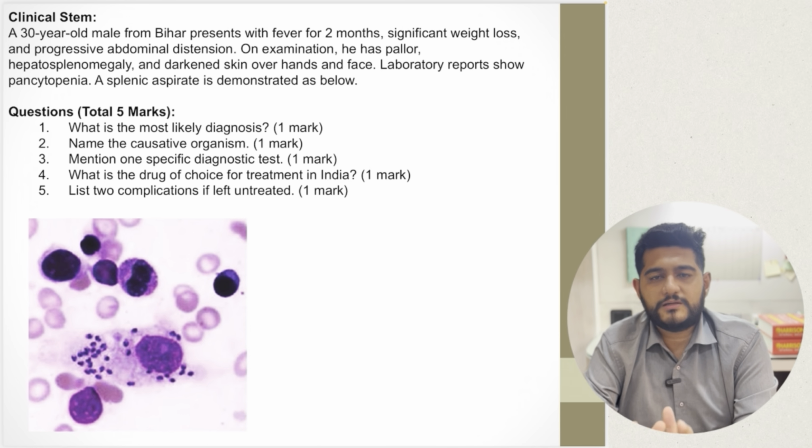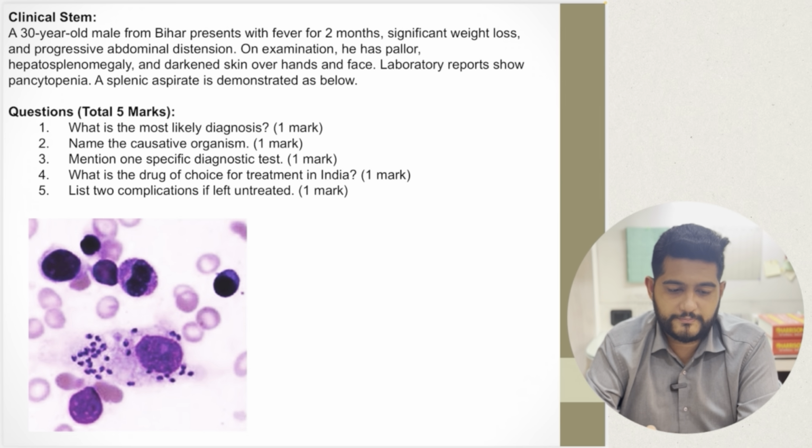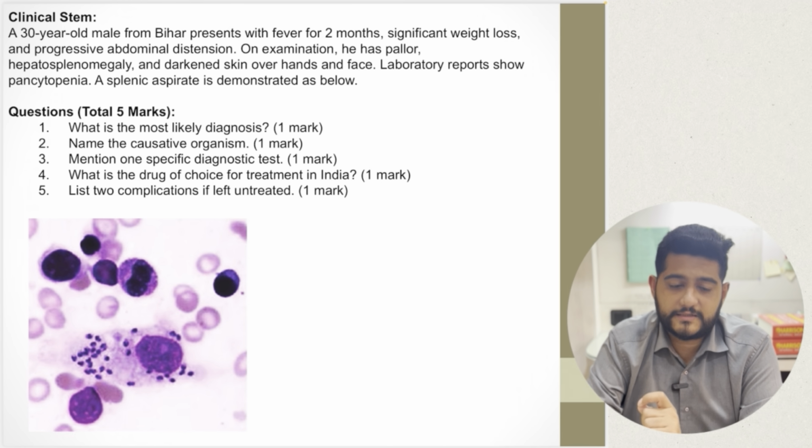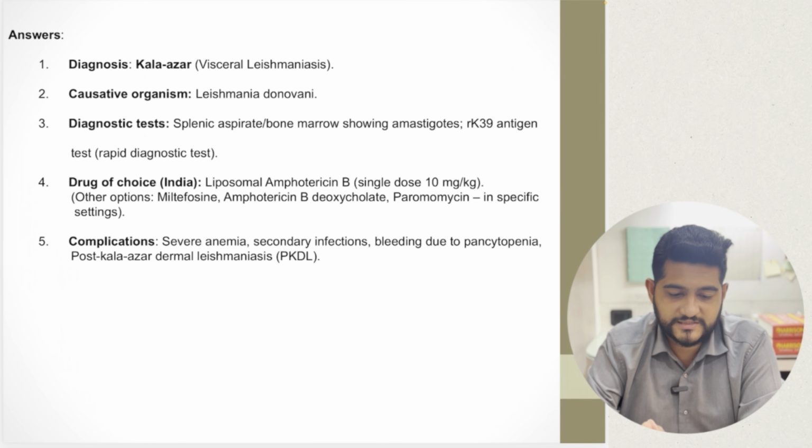I think it's a very common case scenario which is being given, and the clinical history, a male from Bihar, type of history as hepatosplenomegaly, dark skin over hands, and the characteristic image. I think the diagnosis is very easy and is a very common topic of interest which has been asked by the examiners over the years. Definitely the diagnosis is Kala Azar. Causative organism is Leishmania donovani.